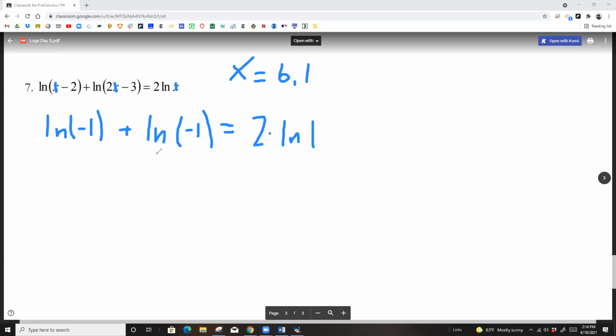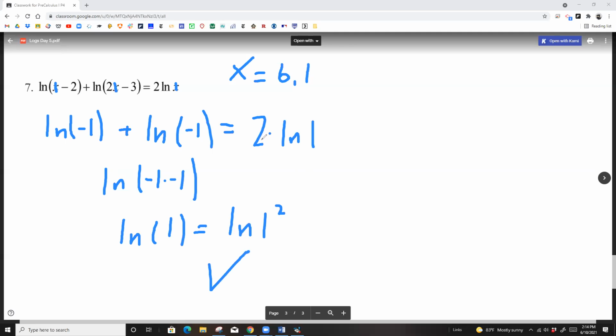times natural log of 1. Now, if we were to condense this on the left, you would multiply those together, and negative 1 times negative 1 is positive 1. And then if you condense this, you get the natural log of 1 squared. So this is true, but that's not the original equation. This was the original equation, and this is not possible. So that's why that happens. It's not super important that you know why it happens. I just feel like as your teacher, I should show you why that happens. It has to do with the two negatives being multiplied into a positive.